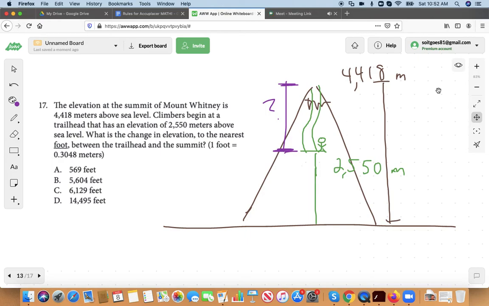Yes. I'll bet you can just logically look at this picture now and figure out how many meters, maybe not how many feet, because they're asking for feet. But I'll bet you can figure out how many meters it is. That's easy. How many meters is that? Would I have to divide or something? Well, you tell me. Think about it logically. Look. From here to here, that's 2,550 meters. And from here to here, well, that's some number of meters we don't know. But we know the whole thing is 4,418 meters.